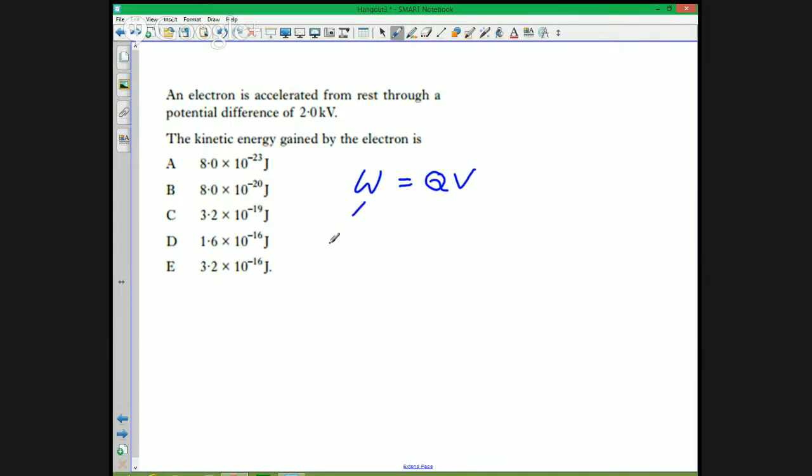W is the work done. That's the work done, which we're after. And we know Q is the charge of the particle, and V is the potential difference. You're asked to find the kinetic energy gained by the electron. Lots of people will immediately think kinetic energy, half mv squared. No, not the case. That will be the work done.